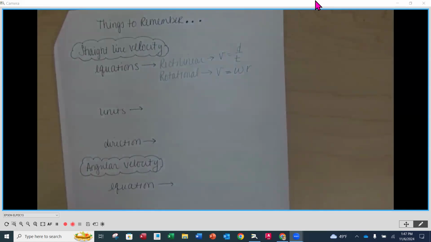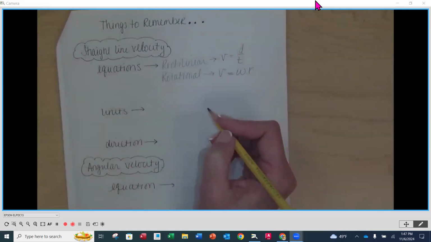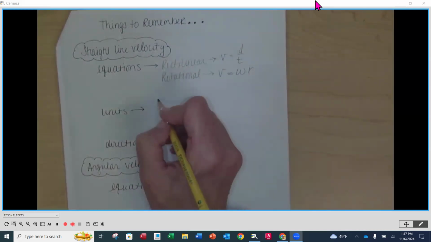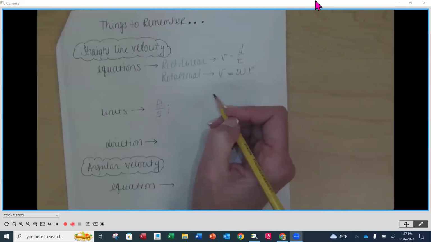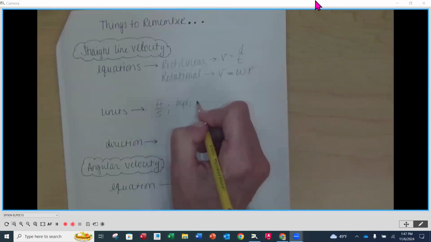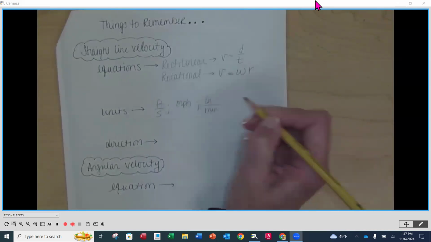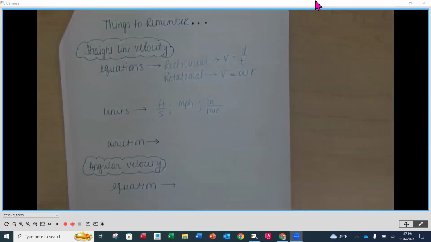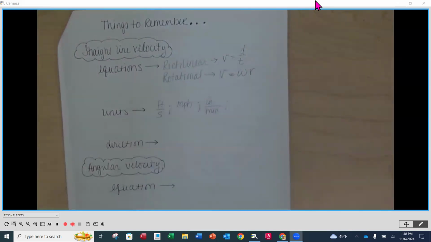Now we're going to look at expected units for straight line velocity. What do we have? Feet per second. Feet per second. What else? Miles per hour. Inches per minute. Sure. So any distance over time. Any other ones that anybody had? Kilometers per hour. I mean, there's a whole host, right? Yes. Good.